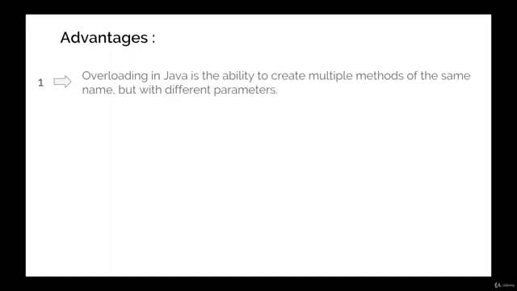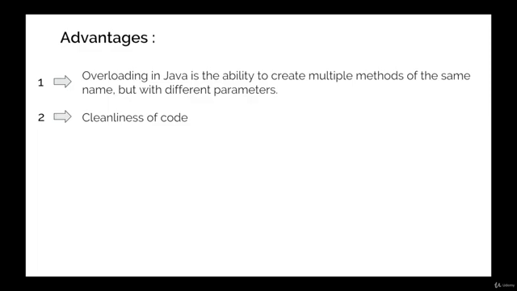Okay, so let's now take a look at some of the advantages of method overloading in object oriented programming. The first advantage is that overloading in Java gives you the ability as a programmer to create multiple methods of the same name but with different parameters. And this is indeed a powerful thing for you as a software engineer. The second advantage is that it helps you maintain the cleanliness of the code.